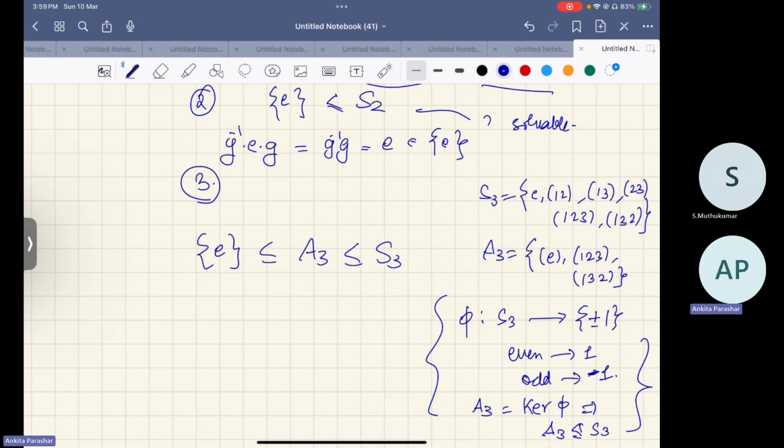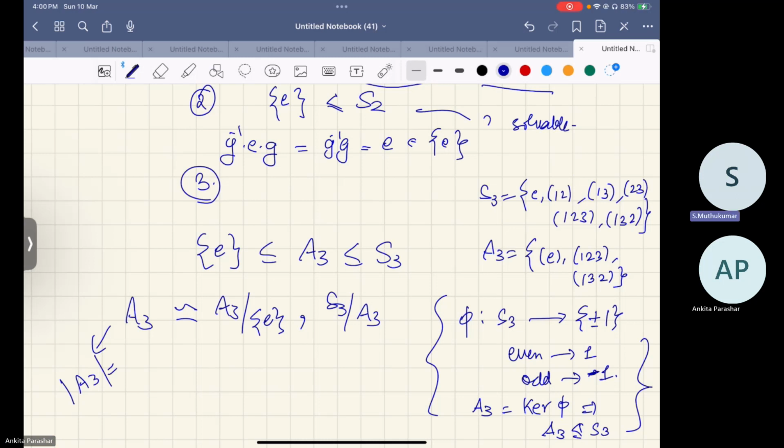The abelian nature. What can you say about the quotient S3 by A3? And what can you say about the quotient A3 by E? A3 by E is the same as A3. What is the order of A3? The order of A3 is 3, so it is cyclic, abelian.